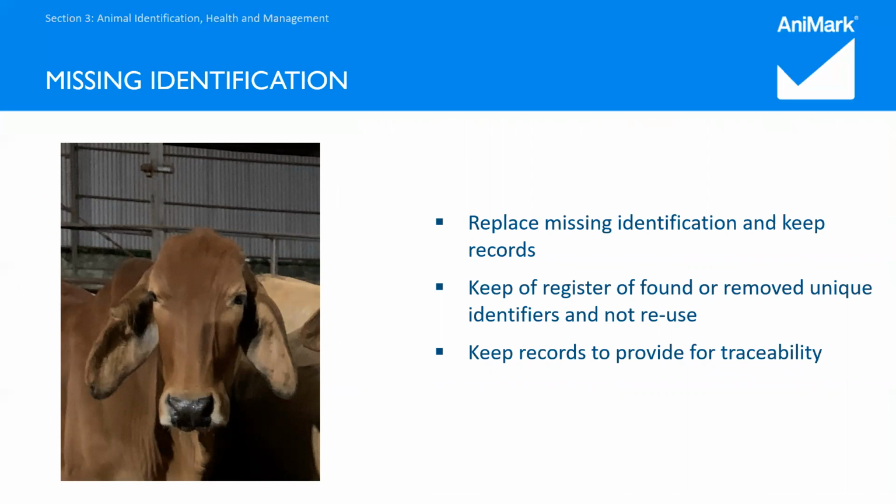We need to allow for the fact that identification such as ear tags may be lost. LGAP requires that missing identification should be replaced and records of the replacement kept. Individual unique identifiers should only be removed from live animals for health or welfare reasons, or if it's at risk of coming out. Records should be kept of the replacements used, and any found or removed unique identifiers should be recorded in a register. These must not be reused, and they must be either destroyed or, if required, returned to the owner so they can reconcile.